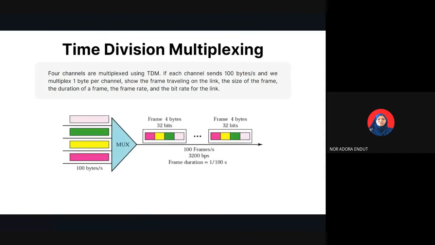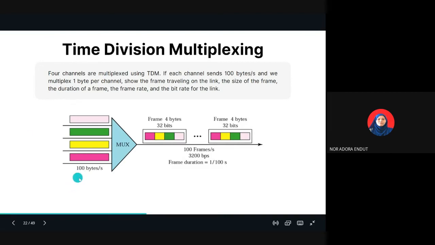Okay, let's look at another example. In this case, dia punya data rate berubah daripada kilobits per second kepada bytes per second. Okay, so 4 channels are multiplexed using TDM. If each channel sends 100 bytes per second and we multiplex 1 byte per channel. Okay, so 1 byte 8 bits. I think last week saya dah tanya ni, so you should know 1 byte is 8 bits. Show the frame traveling on the link, the size of the frame, the duration of a frame, the frame rate and the bit rate for the link.